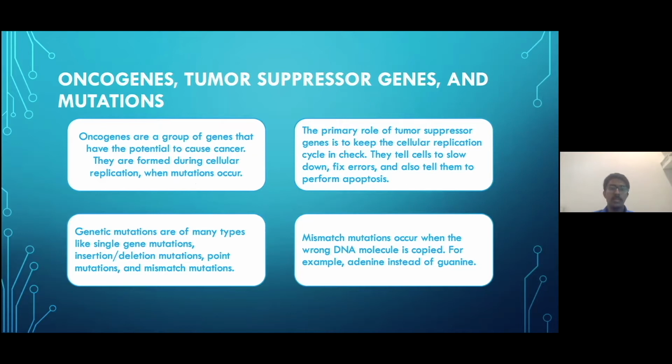The primary role of tumor suppressor genes is to keep the cellular replication cycle in check. They tell cells to slow down, fix errors, and perform apoptosis. Mismatch mutations occur when the wrong DNA molecule is copied, for example, adenine instead of guanine.